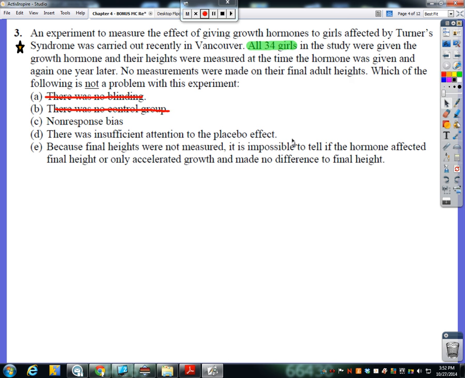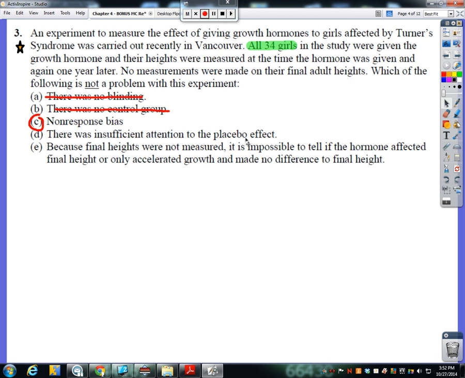Non-response bias. Well, again, here's the thing. All 34 girls were involved, and they measured the heights before and after the hormones were given. So there is no non-response bias. I mean, all of them were affected. So C is my answer there. That's not a problem, again, because everyone applied here. All 34 girls were given the treatment, and their heights were measured afterwards. So there was zero non-response bias.